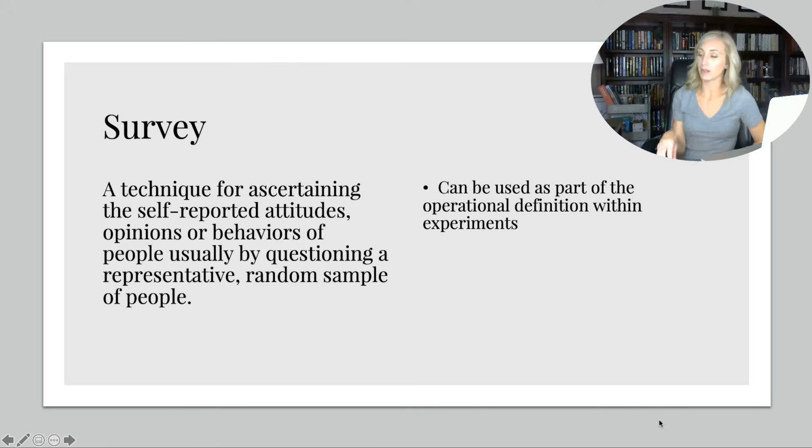It can be used as part of the operational definition within experiments. So if I'm doing an experiment on how the color of socks impacts happiness, and I'm measuring happiness, well, guess what? Happiness is an attitude, right? It's a feeling. And really the only way to assess it is through self-reporting. And so my operational definition within my experiment of my dependent variable is using a survey.